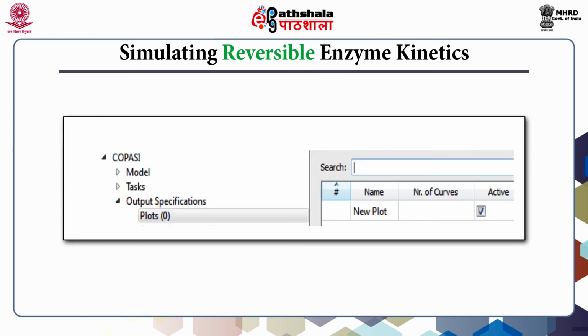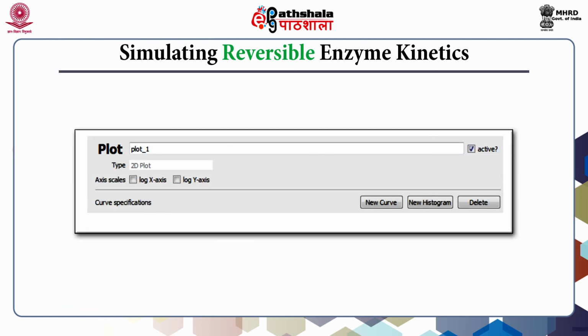However, to display simulation results in graphics output, first enter the format for output. To display the time course of the reaction, expand the output specification node in the navigation tree panel and select plots 0 by double click, followed by double clicking new plot in the working space panel. This is the same as we did for the irreversible reaction. This will open new plot_1.